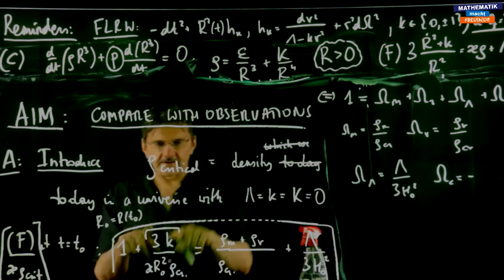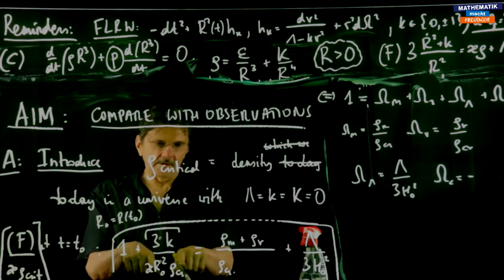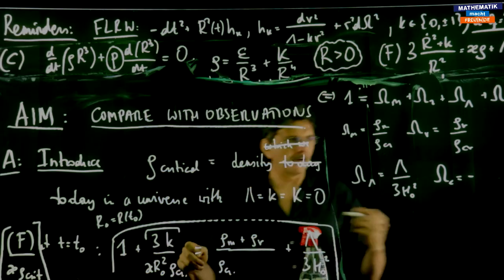Okay, and this is what I started doing, right? So kappa rho critical was 3H0 squared. So I think it's.